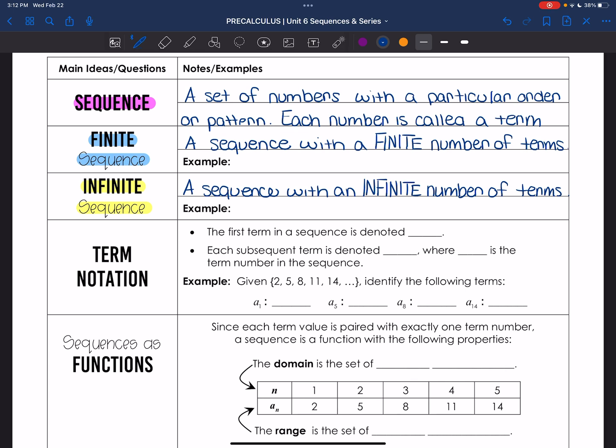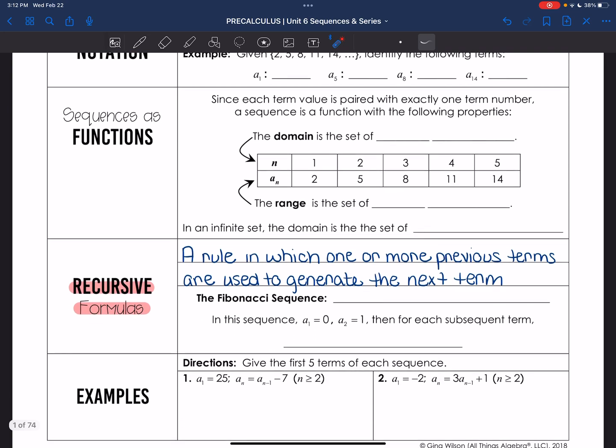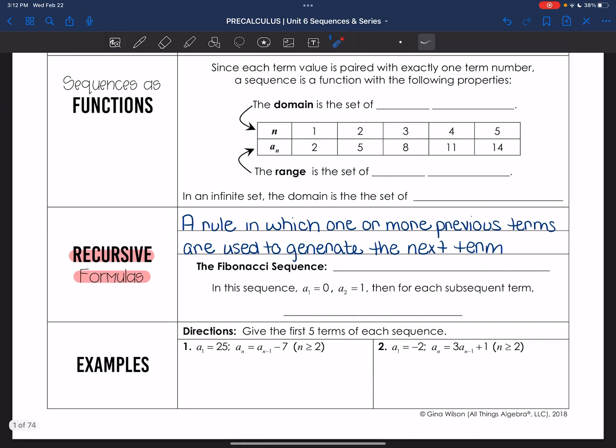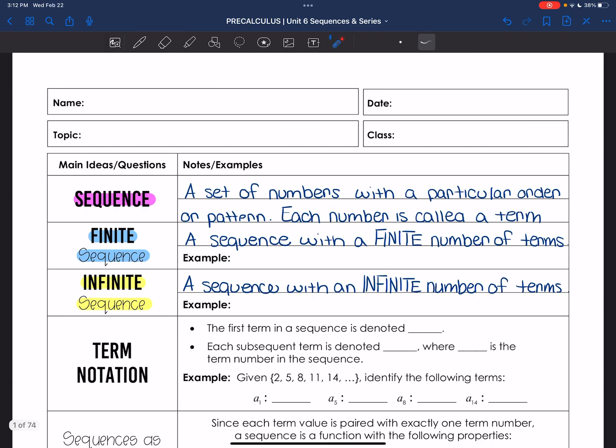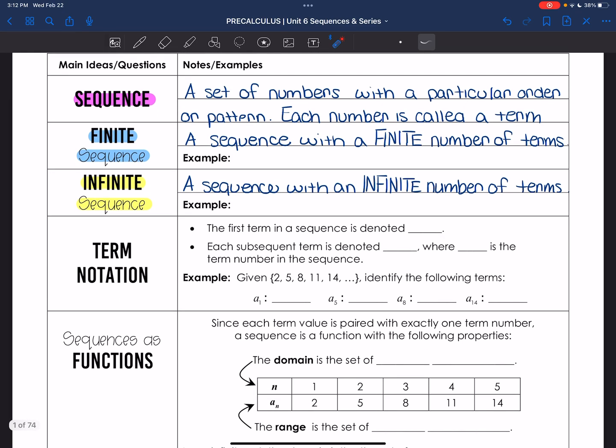In today's video, we are going to be introducing sequences and furthermore looking at writing the equation, or the formula I should say, in either recursive form or explicit form for our sequences.